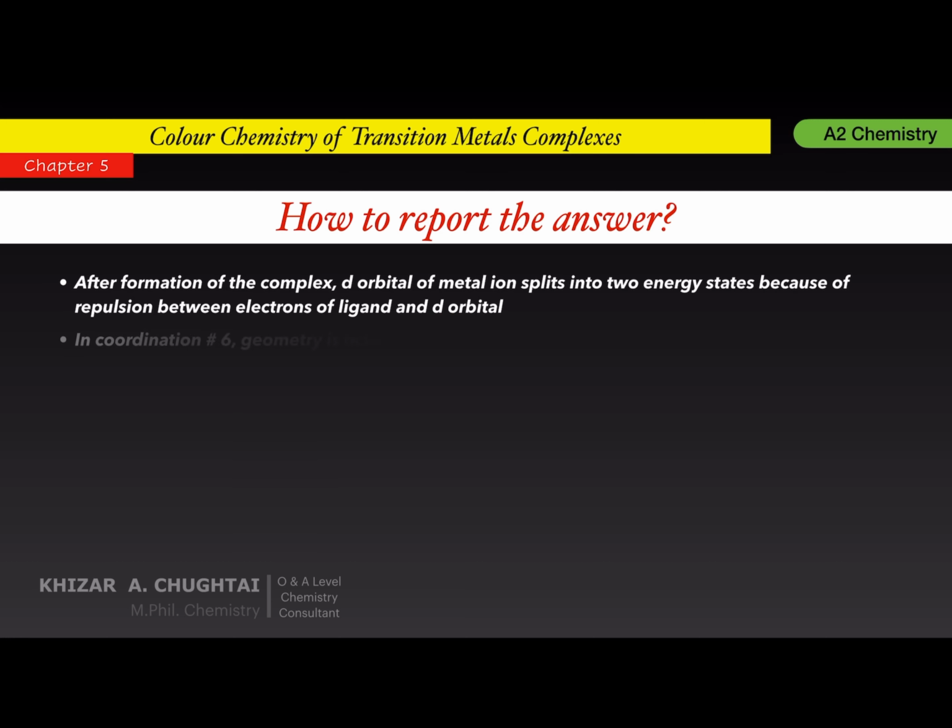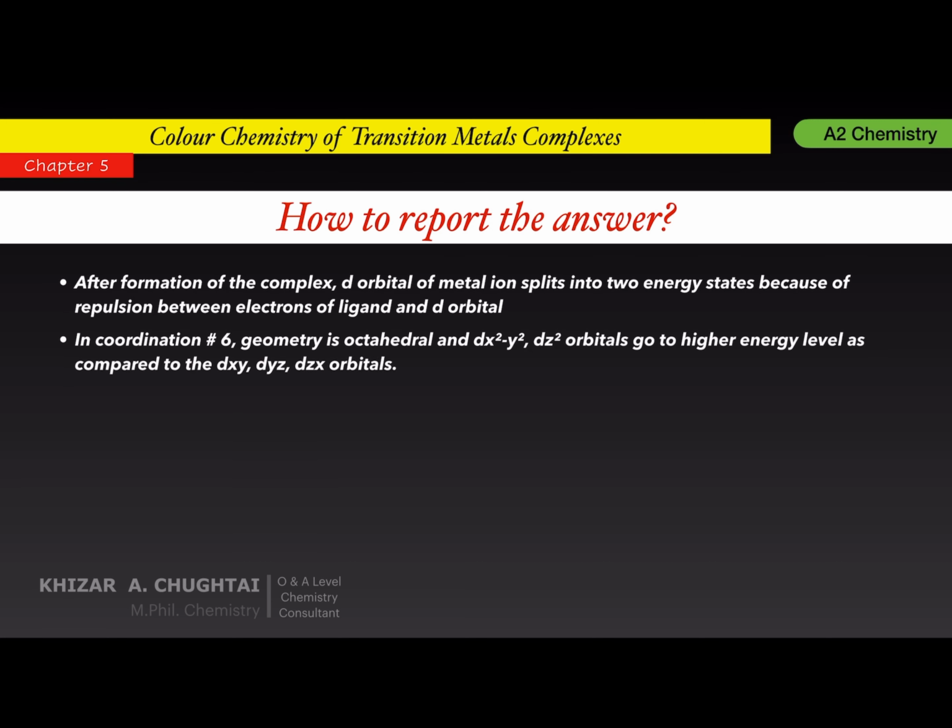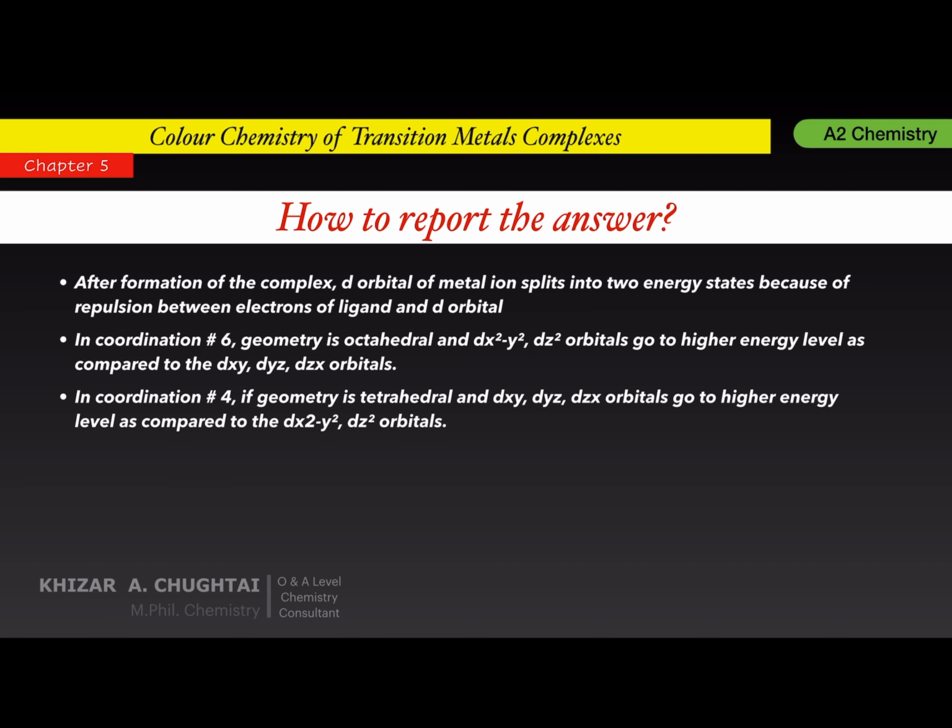The second one is the geometry of the complex. If the geometry is octahedral, then dx square minus y square and dz square orbitals go to the high energy level as compared to dxy, dyz and dzx orbitals. If the coordination number is equal to 4, in case of tetrahedral, not the square planar one, the dxy, dyz and dzx orbitals go to the high energy level with the same pattern.